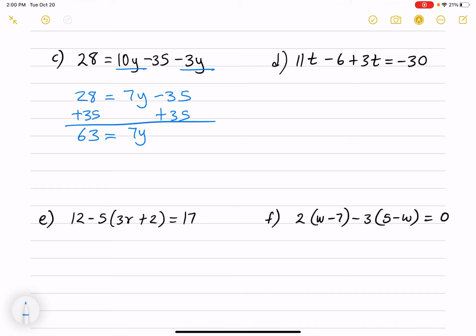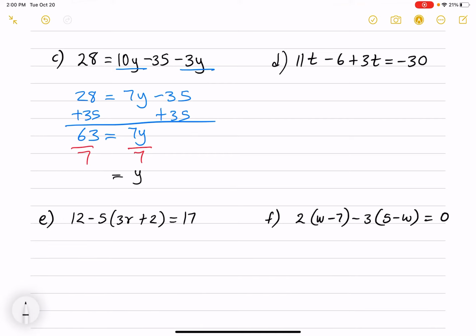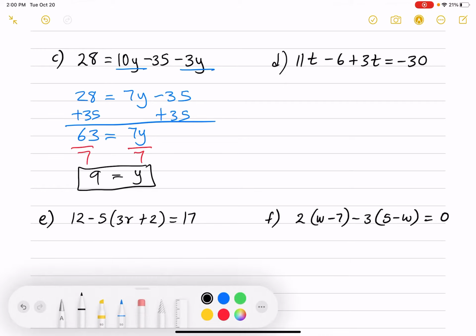To undo that multiplication by 7, next we're going to divide both sides by 7. And this will give us y on the right side, because 7 divided by 7 is 1, and 9 on the left side, because 63 divided by 7 is 9. Again, you could check the answer by substituting back into your original equation.